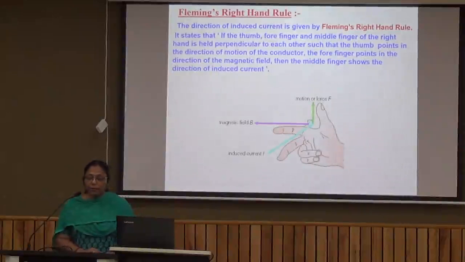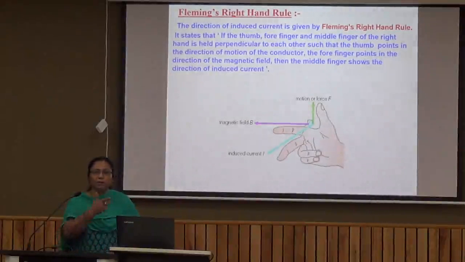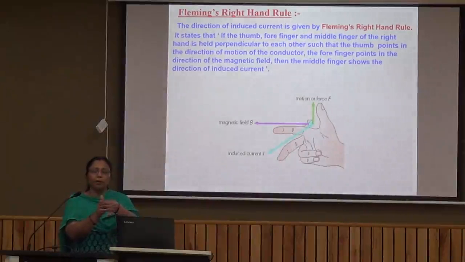Now Fleming's right hand rule is the rule which gives the direction of the induced current in the coil or in the conductor, which states: if you stretch the thumb, the forefinger and the middle finger of your right hand such that the forefinger is in the direction of the magnetic field, the thumb is in the direction of motion of the conductor, the central finger gives the direction of the induced current in the conductor.